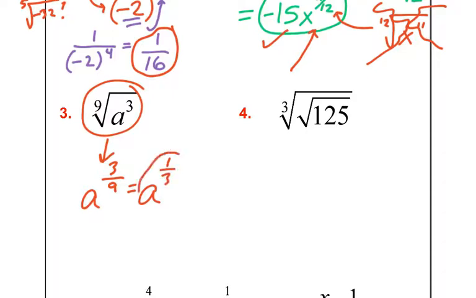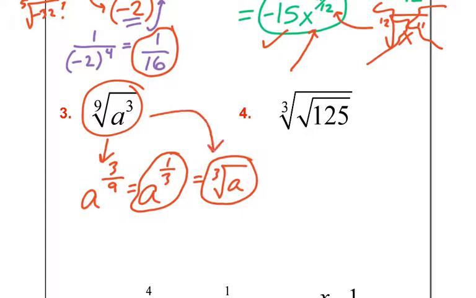Okay, we can leave it like that, or if you want to put it back in radical, that's just the 3rd root of a. Wow, that was really pretty. What a nice little simplification there. Math is sweet. Number 4.